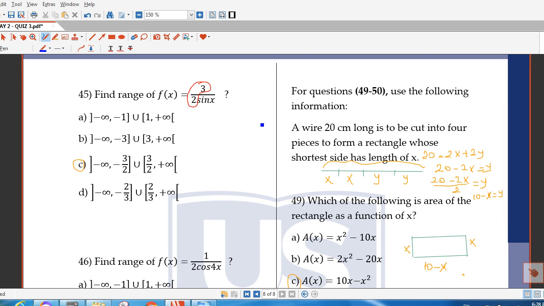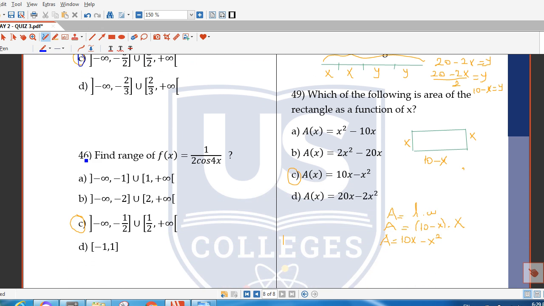Question 45. What is the range? We have the same logic. The range of sine is originally the interval between minus 1 and plus 1, but if it is 1 over, we are going to use the other region on the number line. So it will be from negative infinity to negative 3 over 2, and from 3 over 2 to positive infinity. Answer is C for this question.